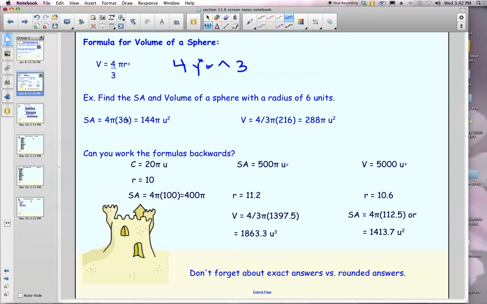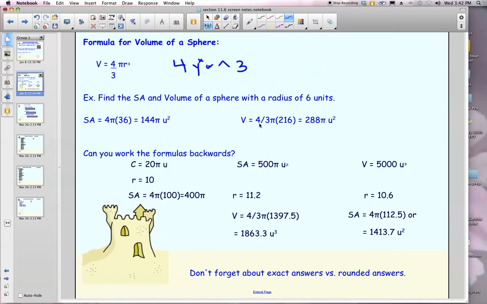In order to find the surface area of a sphere with a radius of 6, we would plug it into the surface area formula. So we would do 4 times pi times radius squared. Since the radius is 6, radius squared would be 36. 4 times 36 is 144. So your exact answer would be 144 pi square units. You could also find the rounded answer by taking 144 times pi.